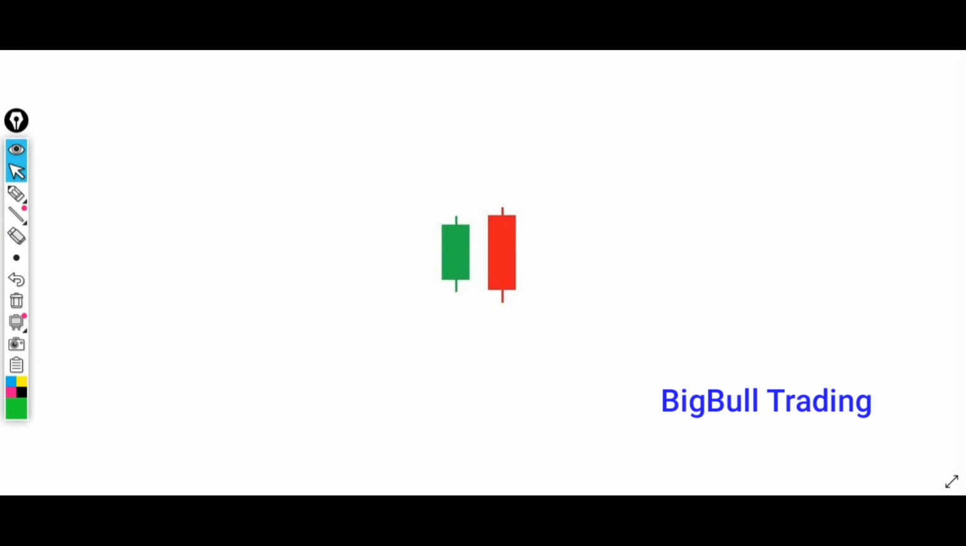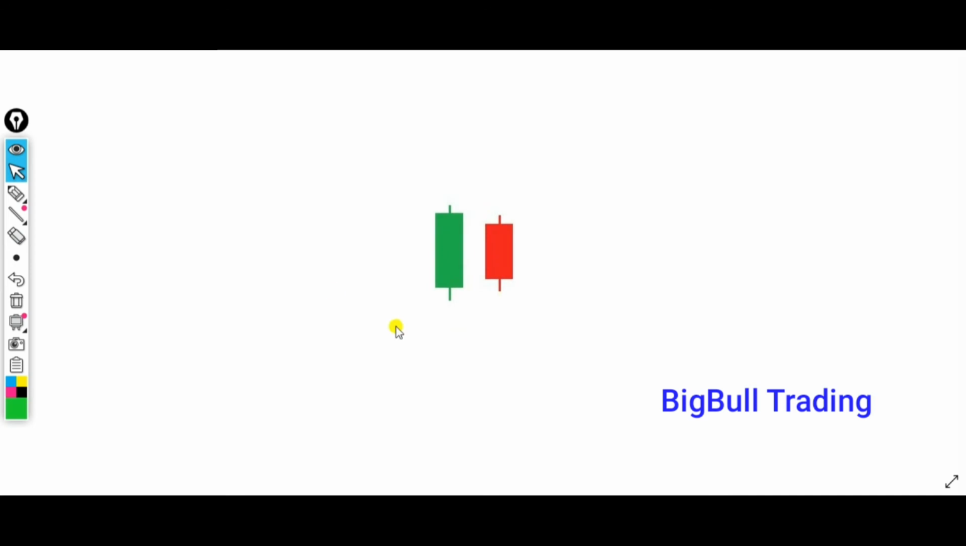The next pattern is just the opposite. This is the bearish engulfing. So what does bearish engulfing mean? For example, the price was here, it goes up, then the sellers are very active and they put the price totally down. So this is the bearish engulfing pattern. We will go to the next pattern.